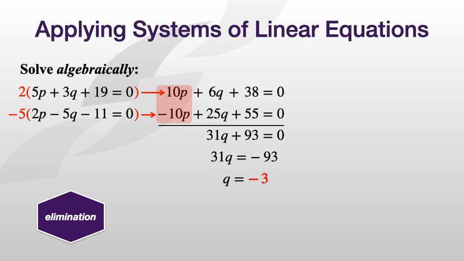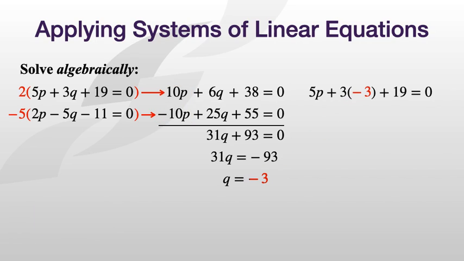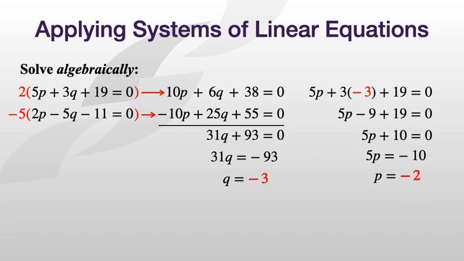We can replace q with -3 in either equation. 3 times -3 is -9. -9 plus 19 is +10. Since 5p plus 10 is 0, p is -2. The solution to the system is p equals -2 and q equals -3.